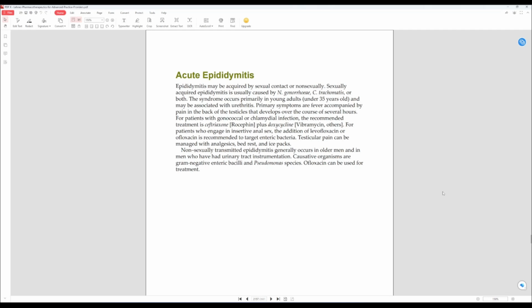For patients who engage in insertive anal sex, the addition of levofloxacin or ofloxacin is recommended to target enteric bacteria. Testicular pain can be managed with analgesics, bed rest, and ice packs. Non-sexually transmitted epididymitis generally occurs in older men and in men who have had urinary tract instrumentation. Causative organisms are gram-negative enteric bacilli and Pseudomonas species. Ofloxacin can be used for treatment.